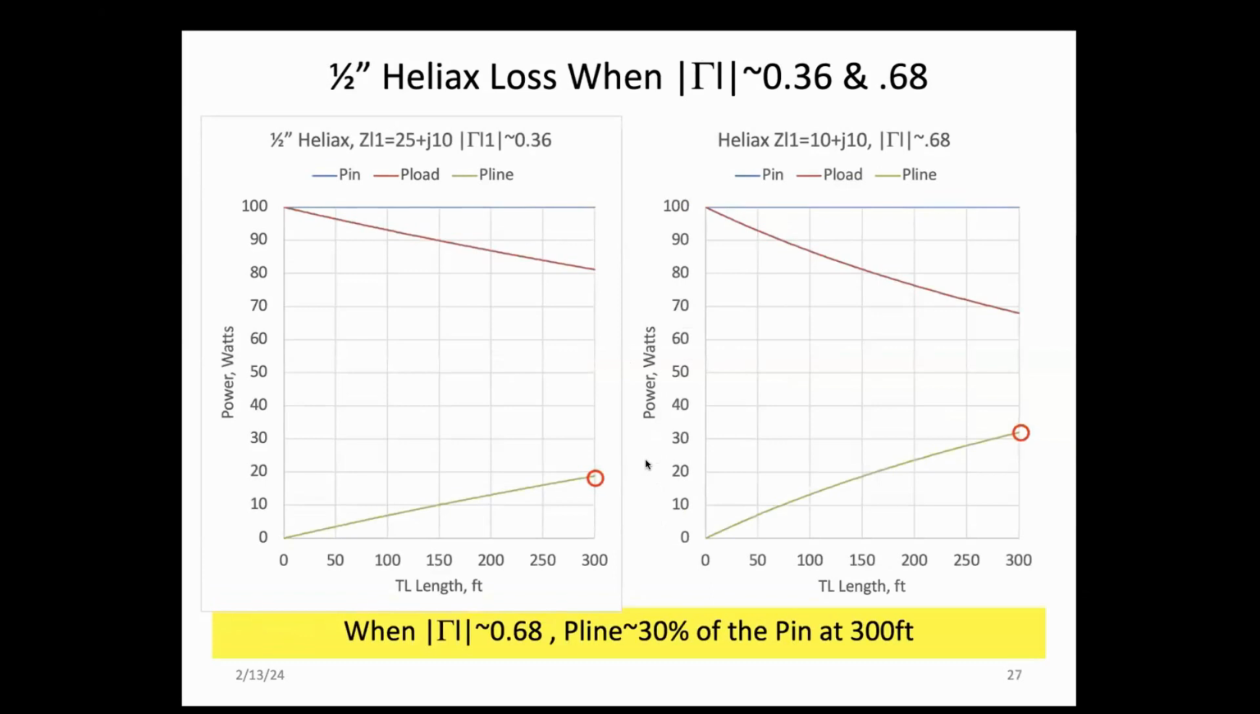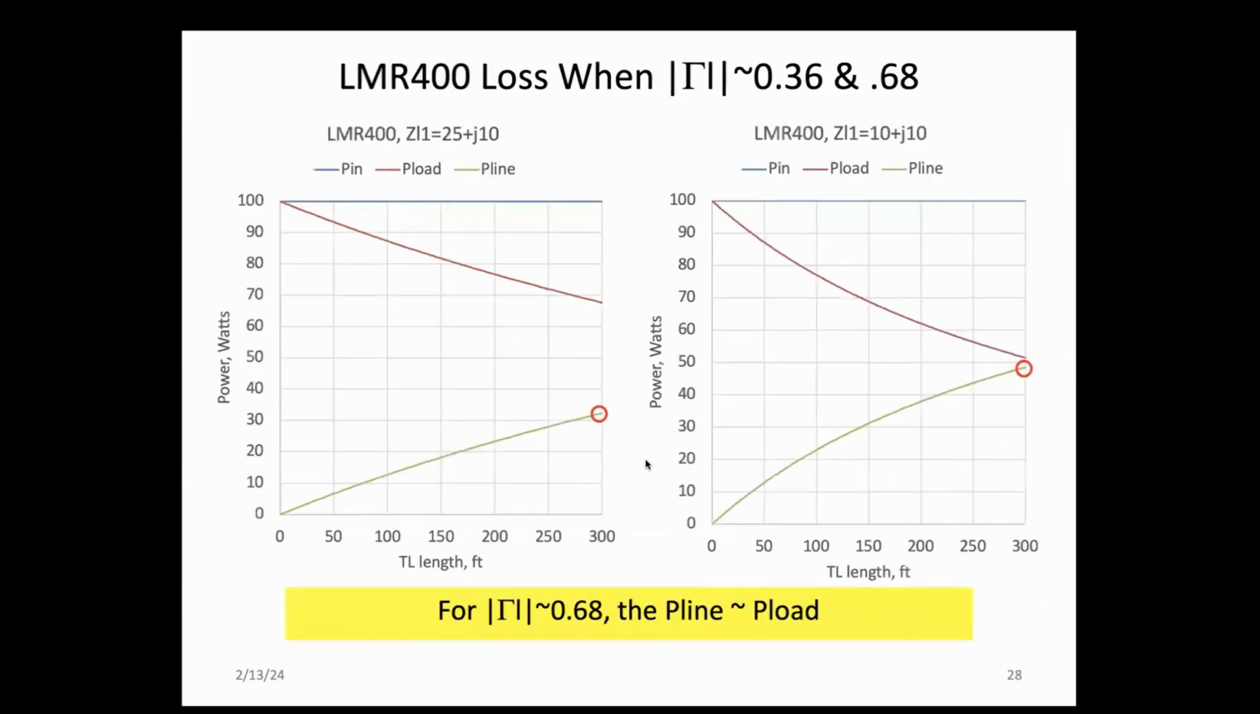Heliax, still pretty good, even at 0.36, less than 20 watts on the line dissipation. And even with 0.68, this corresponds to an SWR of about 5 to 1. The line loss is just a little over 30 watts, not too bad. Next slide, please.